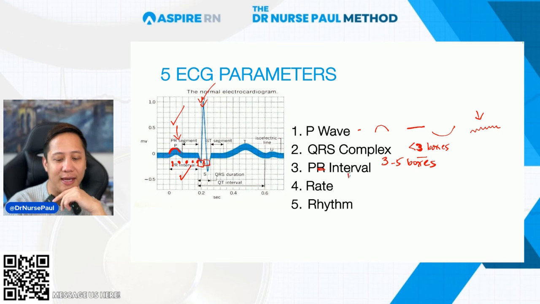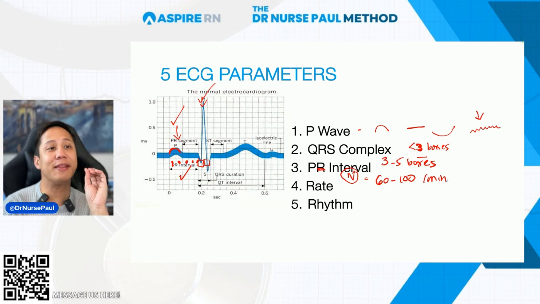What's the normal rate, guys? What's the normal rate? Heart rate. My goodness. This is a basic nursing school question. If you don't know this, I'm going to send you back to nursing school. 60 to 100 per minute. And rhythm checks for regularity. The way to check for regularity, you count the boxes in between.